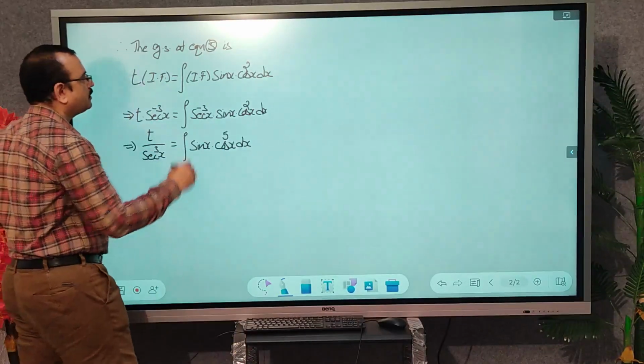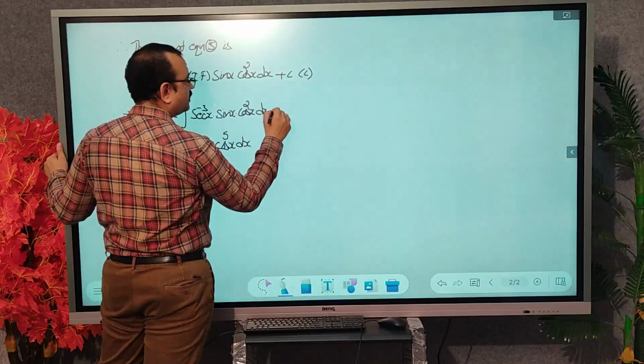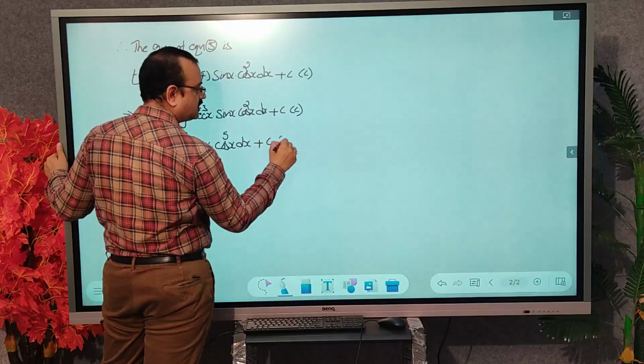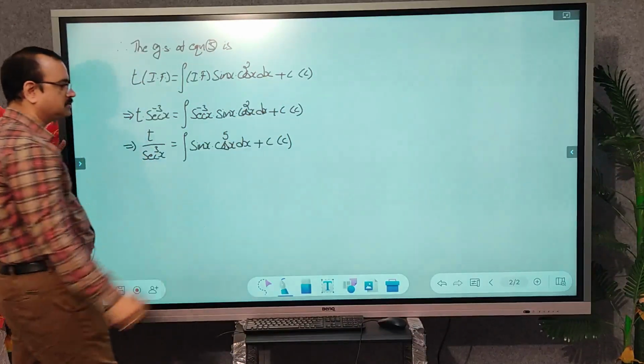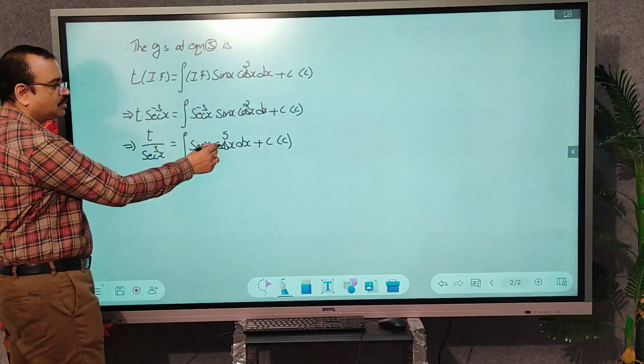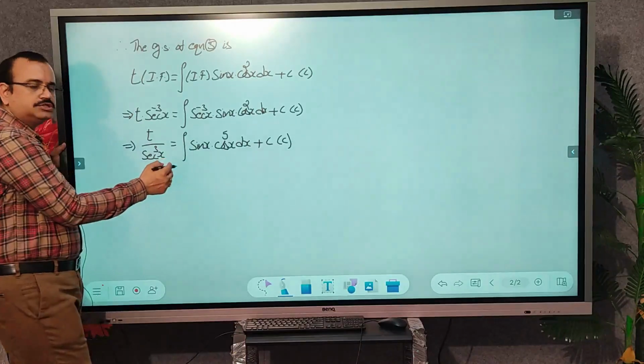So this is what we get, and of course in the general solution here we have to write the integral constant, or otherwise the arbitrary constant c also. We can continue like this. Now here we just have to evaluate this integral sin x into cos power 6x. Here we can directly write that by using a formula.